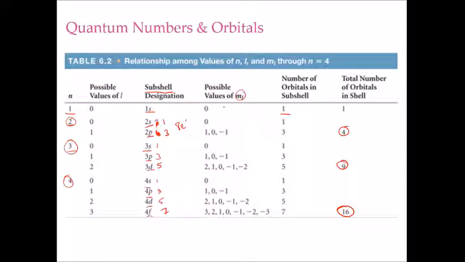These are the m sub l numbers. Like I said, you don't have to know them, but this is where those are, like 1, 2, 3 orbitals for the p, 1, 2, 3, 4, 5 orbitals for the d, and so forth.